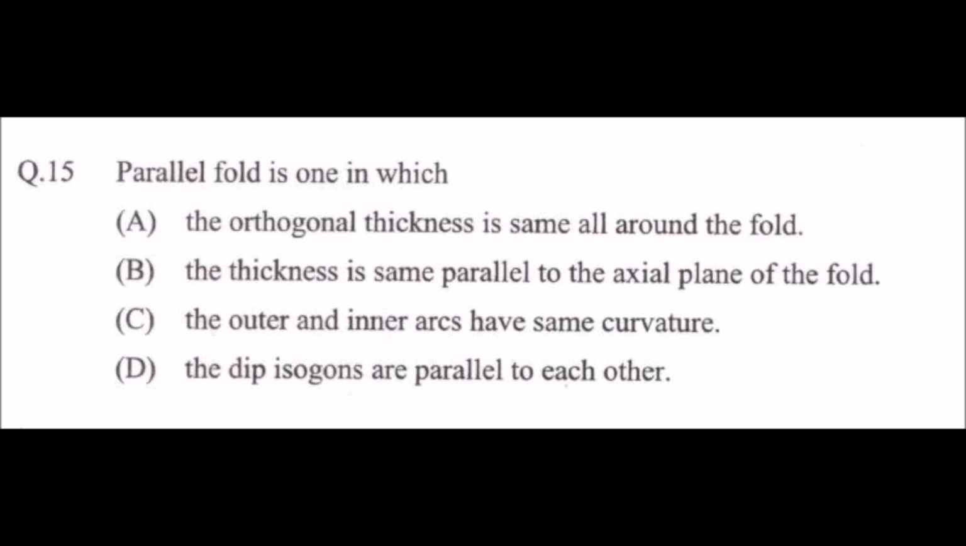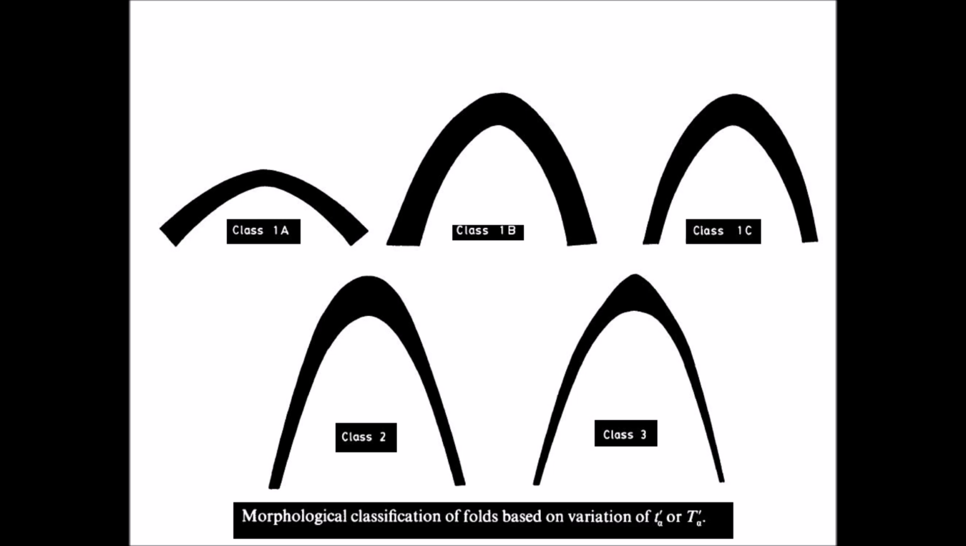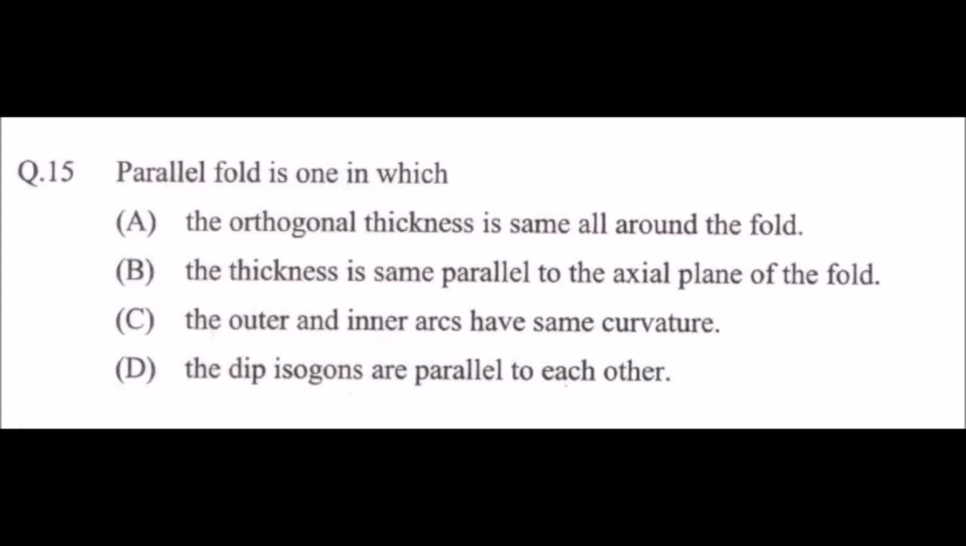Move towards C. The outer and the inner arc have same curvature. This is again incorrect. Why? The outer and inner arc curvature is same in case of similar fold, that is class 2 fold, not in class 1B or parallel fold. C is also not the answer.